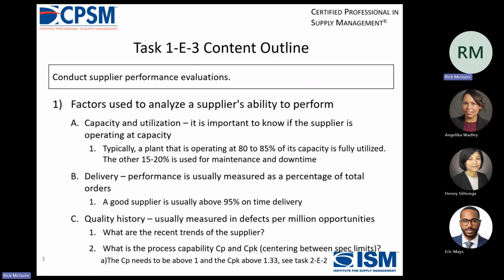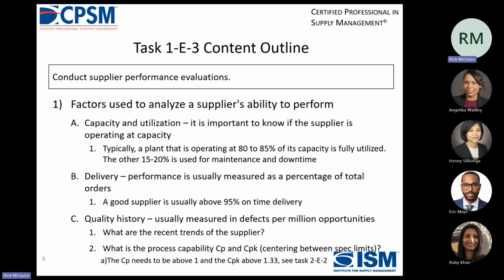So factors used to analyze a supplier's ability to perform. Capacity and utilization, which is very important to us. Important to know if the supplier is operating at capacity, meaning they don't have any more room. Typically, a plant operates between 80 and 85% of its full capacity. The other 15 to 20 is used for maintenance and downtime. So if you've got a supplier that's operating at 95%, means they're probably not doing maintenance and it's going to crash sooner or later.